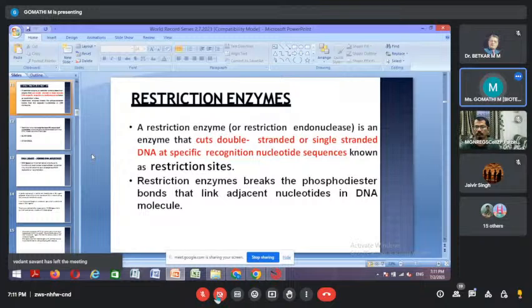And how this enzyme breaks the DNA molecule is, it breaks the phosphodiester bond that links adjacent nucleotides in the DNA molecule. The DNA has nucleotide units which are connected by phosphodiester bonds. DNA is made up of a number of nucleotides and each nucleotide is connected with one another by a phosphodiester bond, and this phosphodiester bond can be broken by this restriction enzyme, so the DNA can be fragmented.